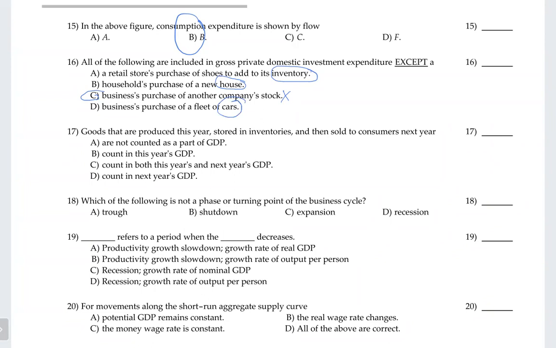Okay, 17. Goods that are produced this year, stored in inventory, and then sold to consumers next year. The answer is B. You should realize this cannot count as next year's GDP. It should count as the current year, or the year the good was produced.